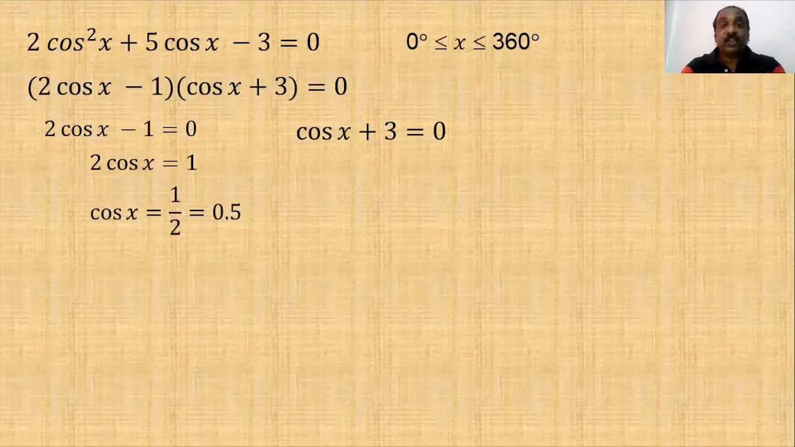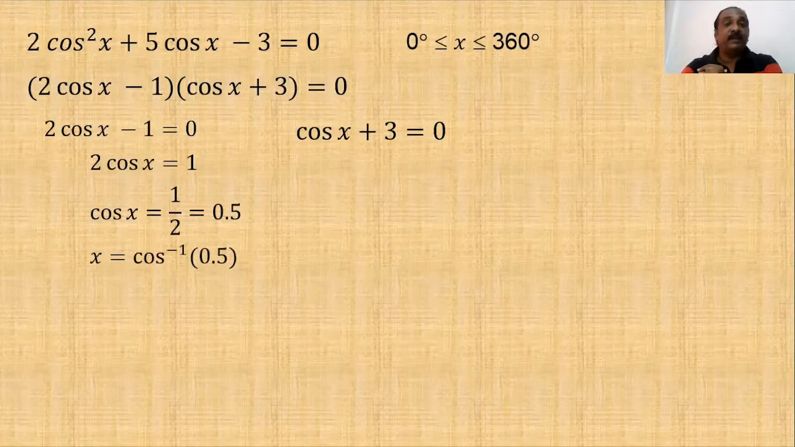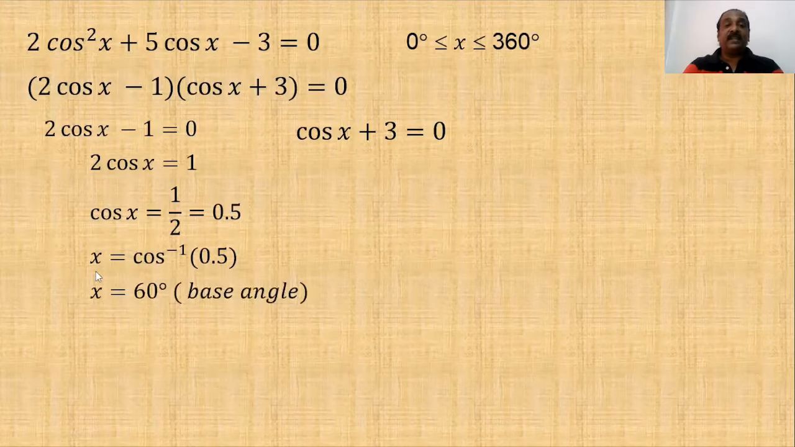Seterusnya, shift cos. X adalah shift cos 0.5. Bila shift cos 0.5, jawapan dapat sudutnya adalah 60 darjah. Okey, 60 darjah. Sudut yang kita dapat bila kita tekan shift, that means sudut asas. Base angle. Okay, we keep this base angle. I'm going to use in a while.